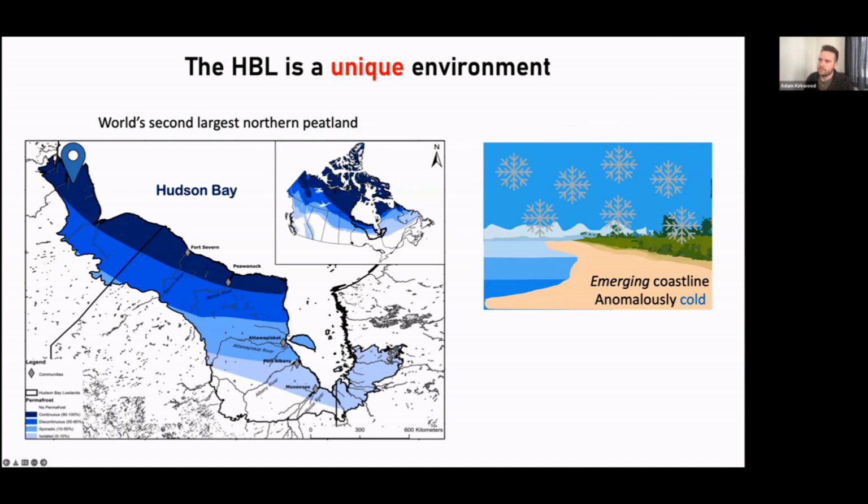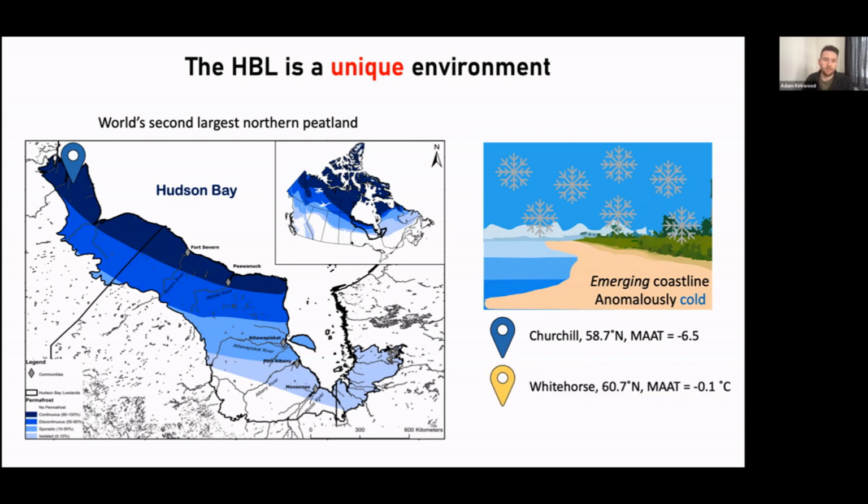So you'll see that this dot in blue just popped up on the map. This is the climate station at Churchill, Manitoba. Churchill is at 58.7 degrees north, and the Environment Canada climate normals show that the mean annual air temperature here is about minus 6.5 degrees Celsius per year.